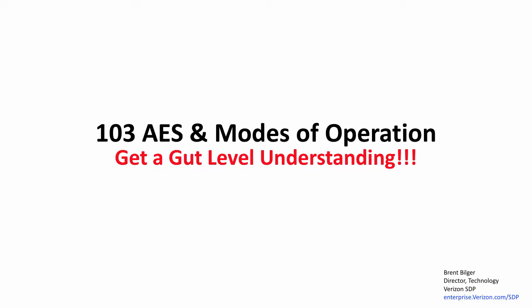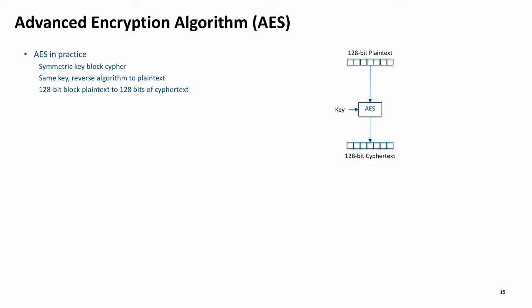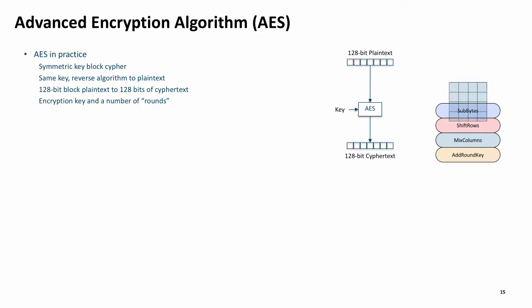In Part 3, let's learn about AES, the Advanced Encryption Standard, and its modes of operation. AES is a symmetric key block cipher that uses the same key to encrypt plaintext into ciphertext as it uses to decrypt the ciphertext into plaintext by reversing the order of the operation. The algorithm takes a block of 128 bits of plaintext and transforms it into a block of 128 bits of ciphertext. The cipher uses a key and a number of rounds to generate the ciphertext, where a round is a number of steps in the algorithm that are repeated a number of times.